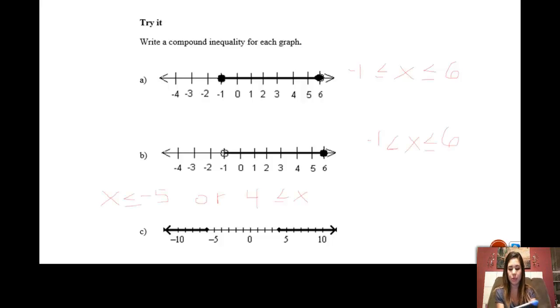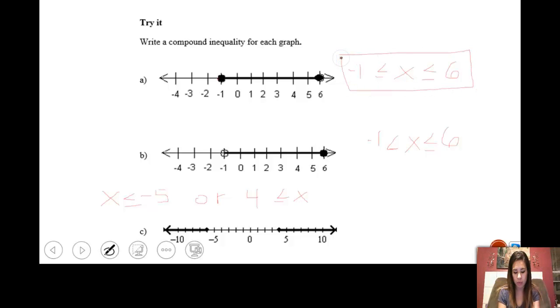Okay, so hopefully you were able to write these. For the first one, since it's between negative 1 and 6, we say that x is bigger than or equal to, remember it's a closed circle, so we write it as bigger than or equal to negative 1, and it's less than or equal to 6. In the second one, we have an open circle at negative 1, so I just say x is bigger than negative 1, but it's also less than or equal to 6.